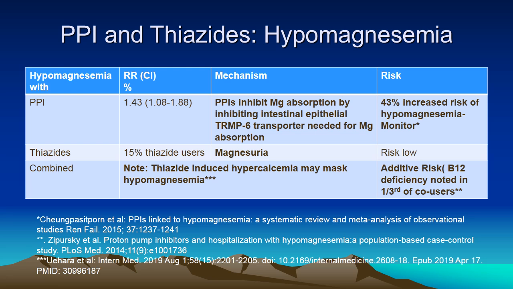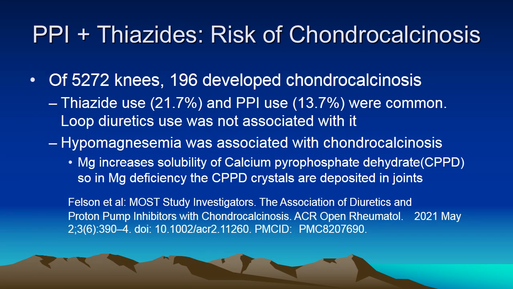It has also been observed that thiazide-induced hypercalcemia may mask hypomagnesemia, and when you treat this, hypomagnesemia will become evident. An important outcome of this interaction of PPI with thiazides causing hypomagnesemia is the risk of chondrocalcinosis. Hypomagnesemia is associated with chondrocalcinosis because magnesium increases the solubility of calcium pyrophosphate dihydrate crystals. So, in magnesium deficiency, these crystals are deposited in the joints, leading to pseudogout or chondrocalcinosis.